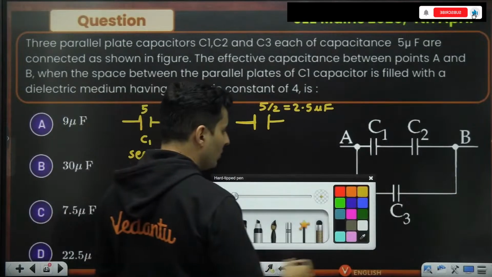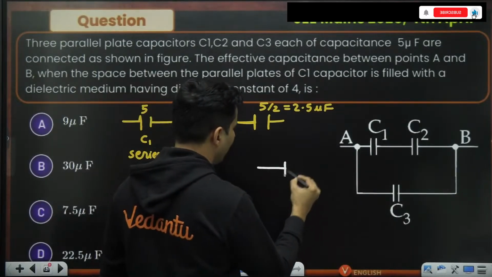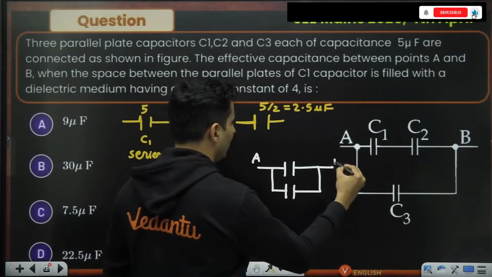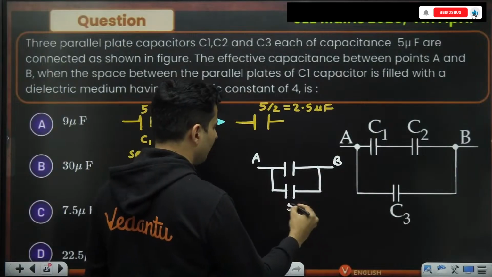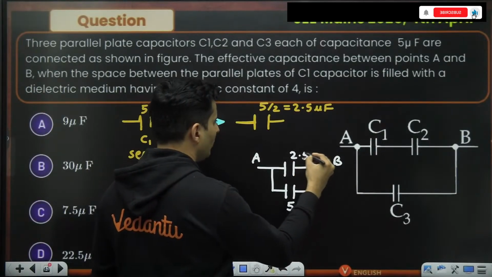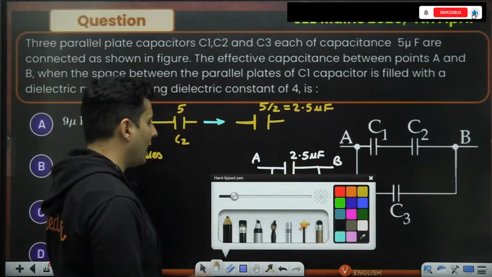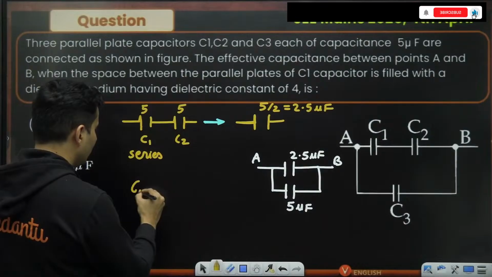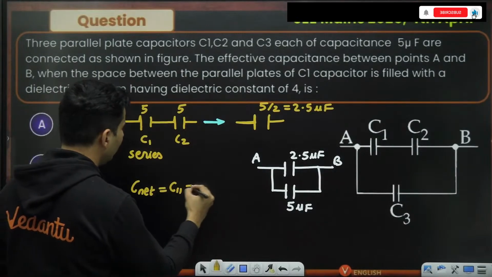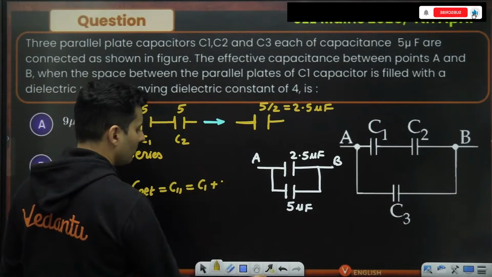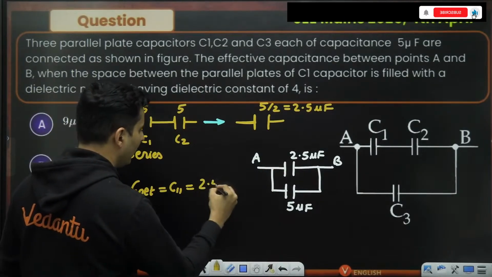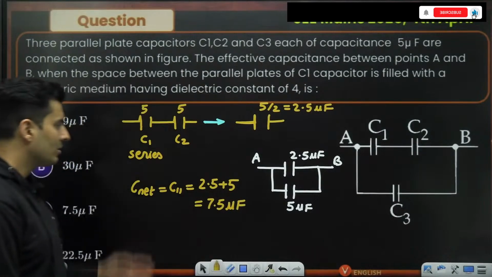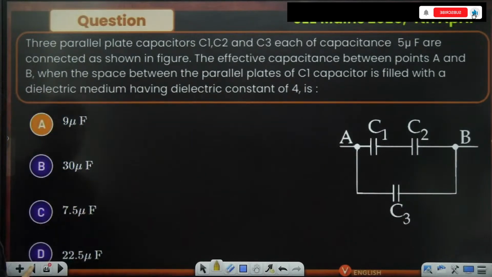Okay, so now the new diagram will look like this. Between A and B, you have this capacitor and this capacitor right over here. This is A and this is B. This one is still 5 microfarad, and this one is 2.5 microfarad. What happens in parallel? You just add them. So the net capacitance, C parallel, is C1 plus C2, in this case 2.5 plus 5, which is 7.5 microfarad. So the answer is 7.5 microfarad, not 9 microfarad.